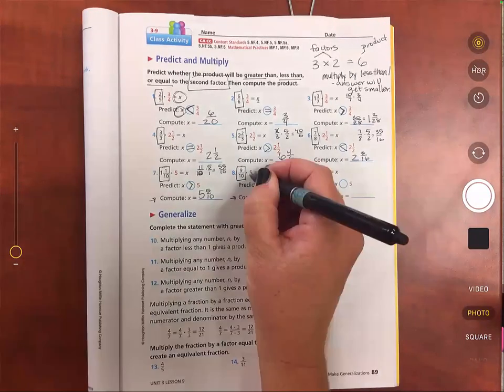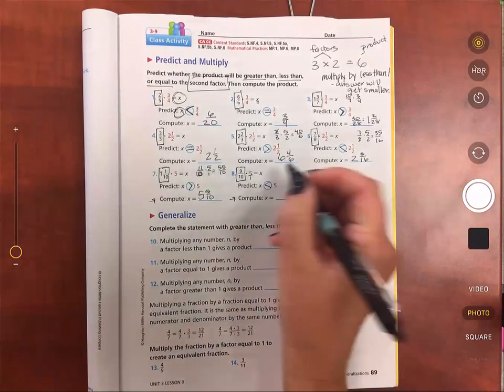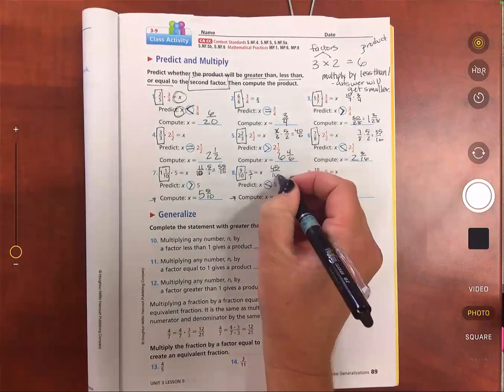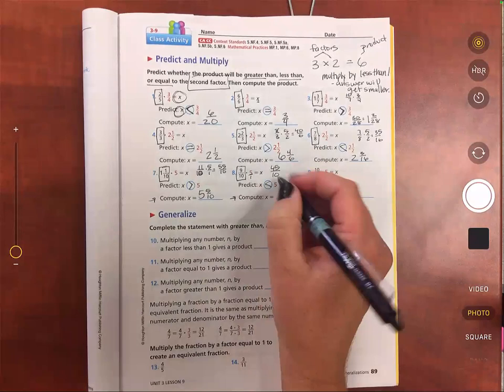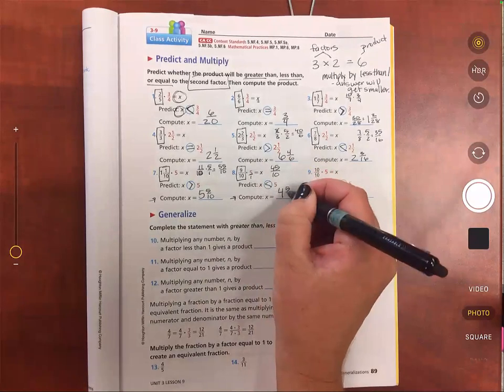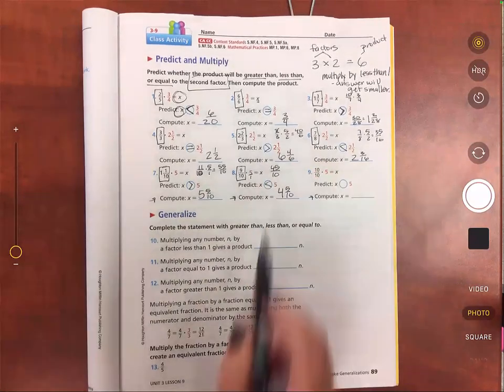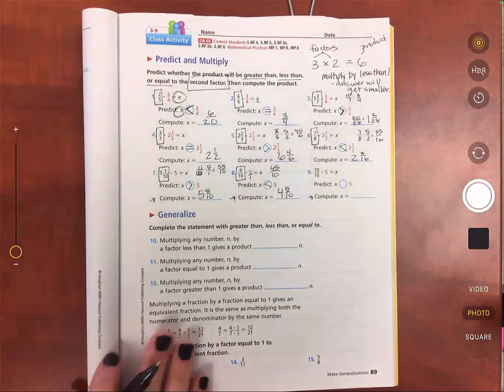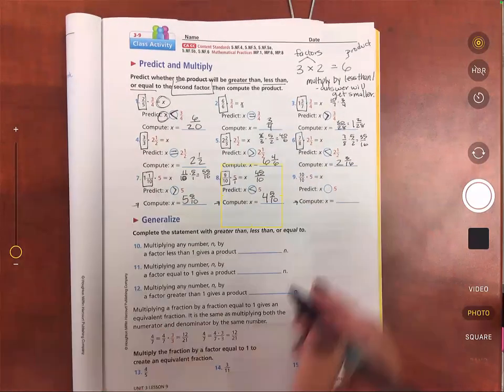9/10 times 5 over 1. 9 times 5 is 45. 10 times 1 is 10. I know 10 goes into 45 4 times with 5 left over. Is 4 5/10 less than 5? Yes, it is. We got it right. And our last one, 10/10.